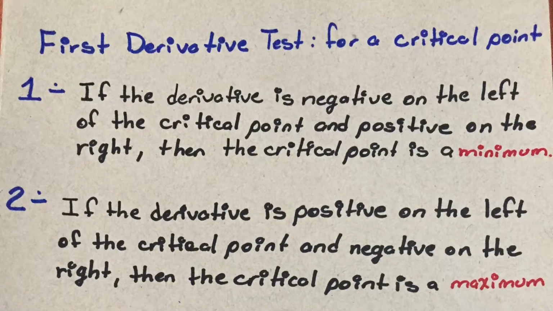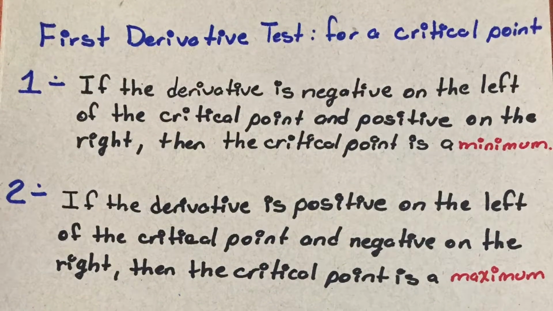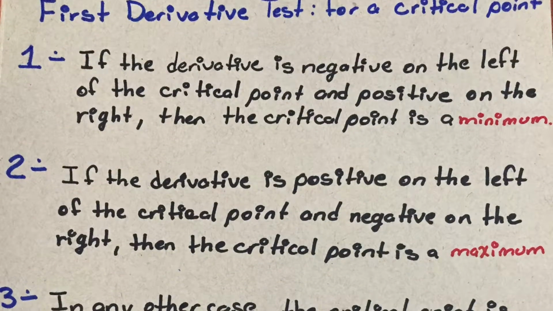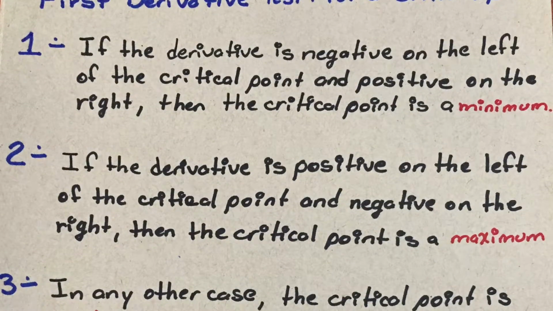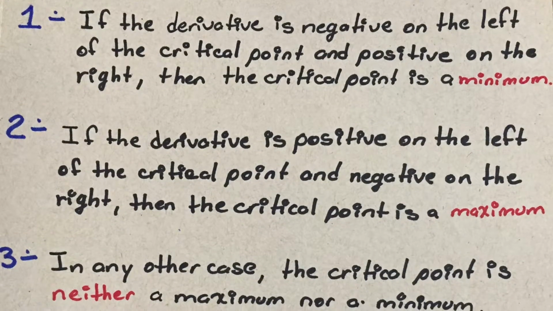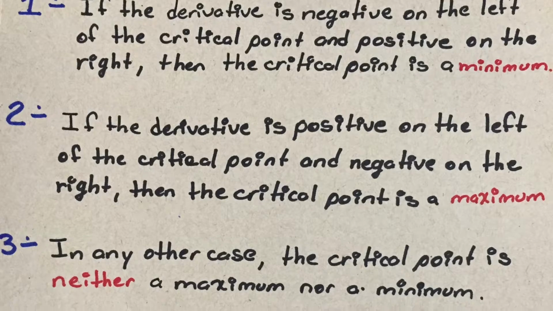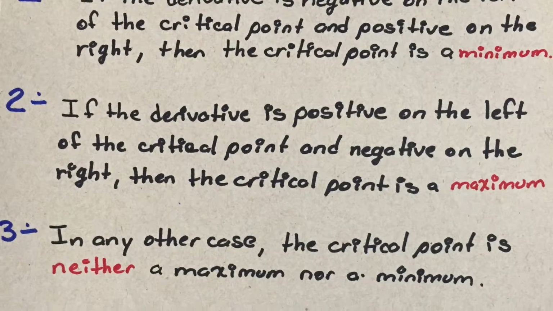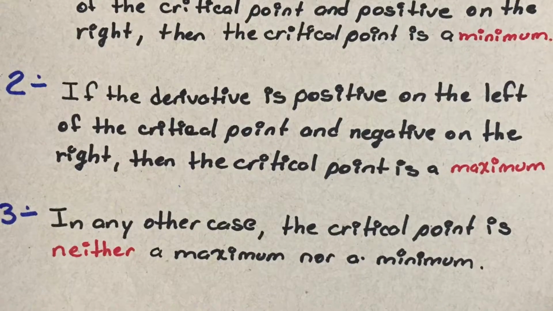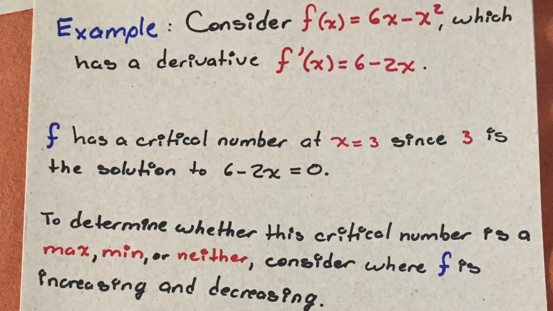First derivative test for a critical point. If the derivative is negative on the left of the critical point and positive on the right, then the critical point is a minimum. If the derivative is positive on the left of the critical point and negative on the right, then the critical point is a maximum. In any other case, the critical point is neither a maximum nor a minimum.